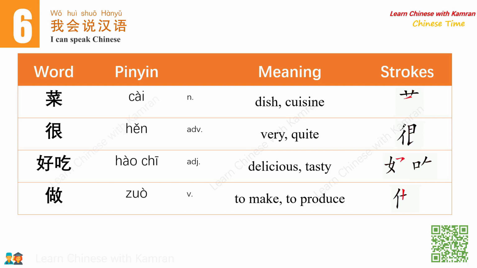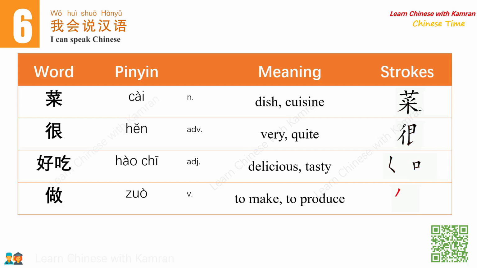很 means very. 好吃 is delicious. So whenever you are going to restaurants, you should ask them 好吃吗? Is it delicious? And I'm sure their answer will be 很好吃. It is very delicious. Next one is 做. It is to make, to produce. Here it is used for cooking purposes. 你会做? Can you cook? Or can you make Chinese food?